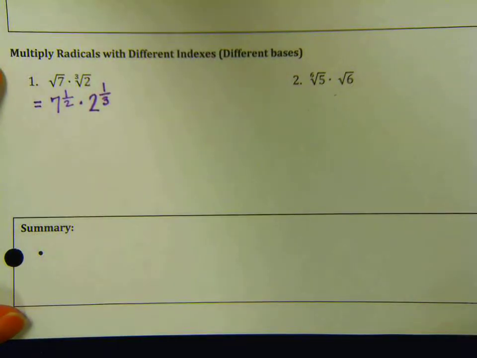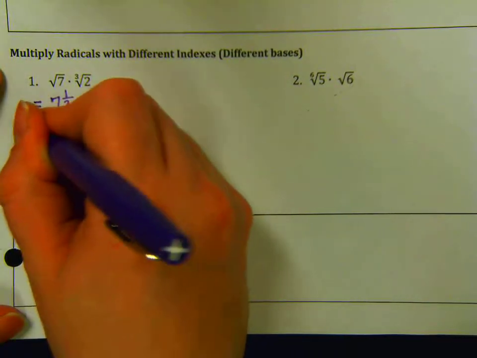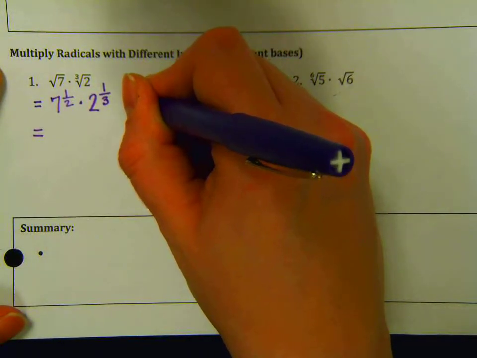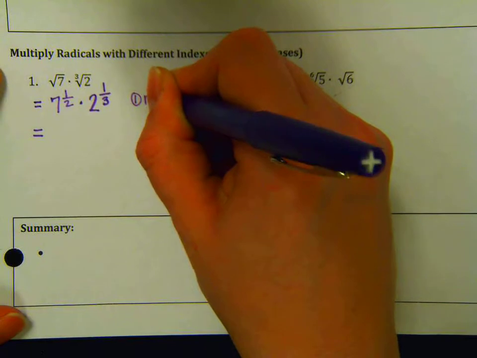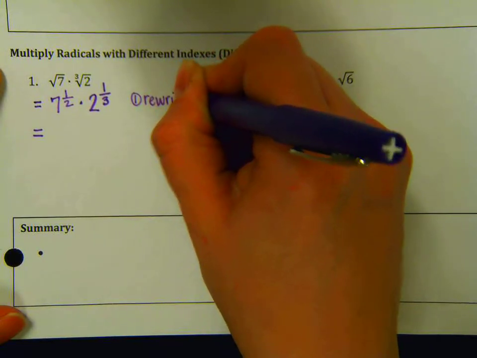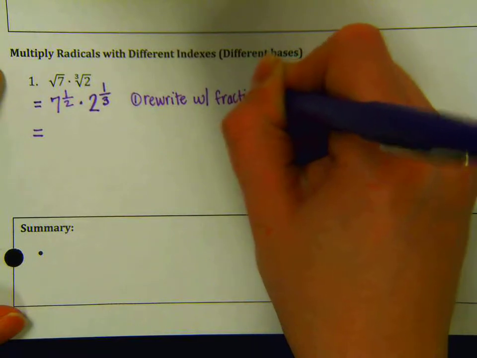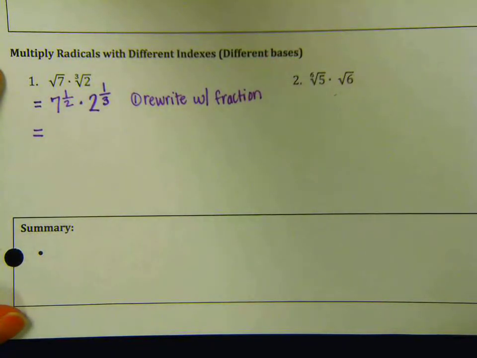I'm running out of ink. From there, I need to, and actually let's write the steps. So step 1, rewrite with fractions.